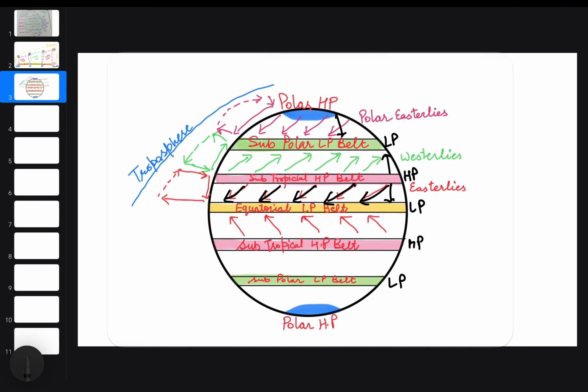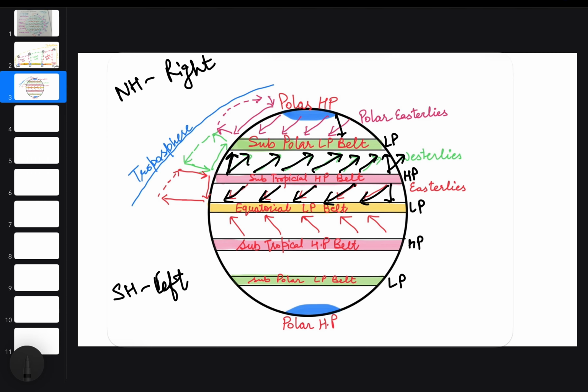Now the wind will flow from 30 degrees to 60 degrees. 30 degrees has high pressure and 60 degrees has low pressure. So wind will move from high pressure to low pressure, in this direction. Instead of moving in this direction, it will get deflected. Northern hemisphere deflection is toward the right, and in the southern hemisphere deflection is toward the left. So instead of moving in this straight direction, it will deflect to the right side. Similarly here, it will deflect to the right side.